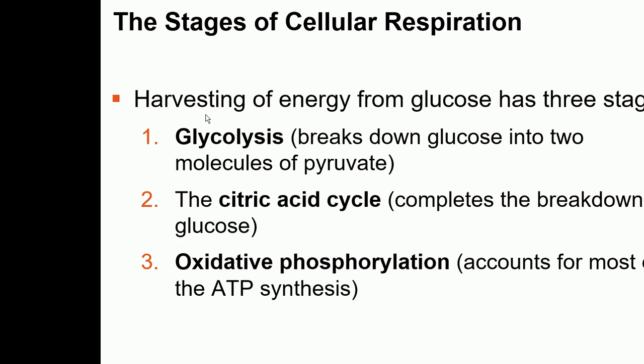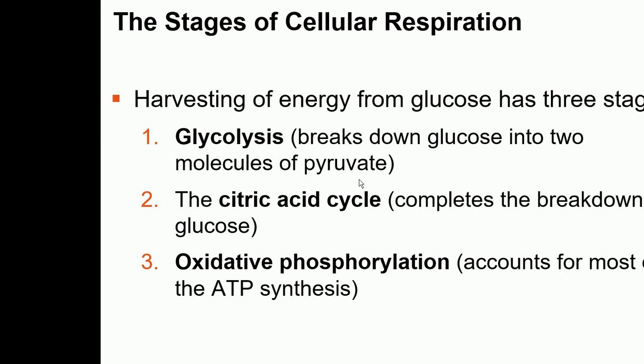In the first stage, glycolysis, one molecule of glucose is converted into 2 molecules of pyruvate. Pyruvate is a compound which has 3 carbons, while glucose has 6 carbons. So glycolysis involves breaking down glucose into 2 molecules of pyruvate, and then this pyruvate further gets converted into acetyl coenzyme A, and then acetyl coenzyme A enters the second stage, which is called the citric acid cycle.